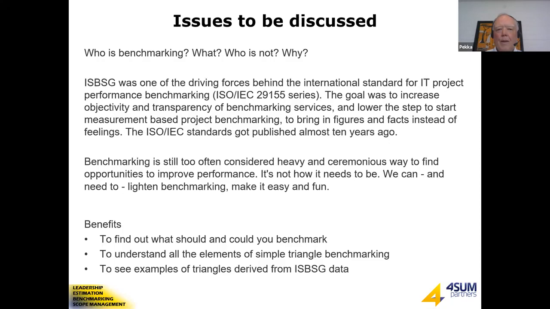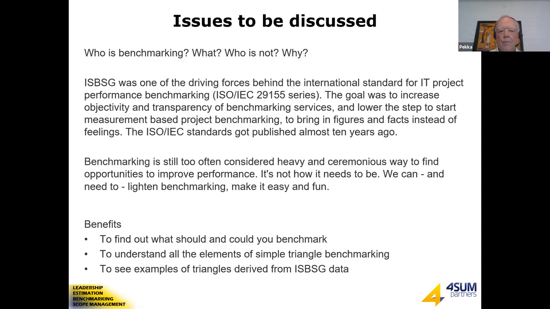And for small and medium-sized organizations, or organizations who feel they are agile, it doesn't sound attractive to start benchmarking or use benchmarking services. Anyways, I think that it's not as complicated a thing as it looks. And I'm trying to explain how it can be done much more easily than in the past. So it should not be considered a heavy and ceremonious process, but part of everyday work.